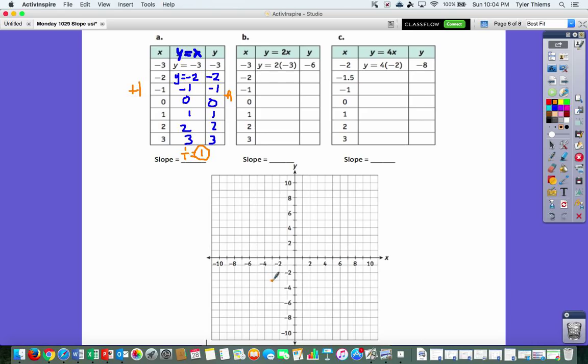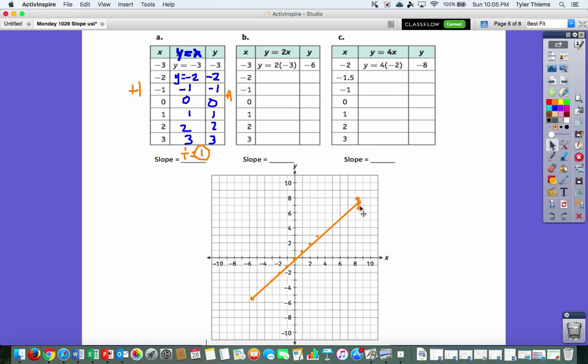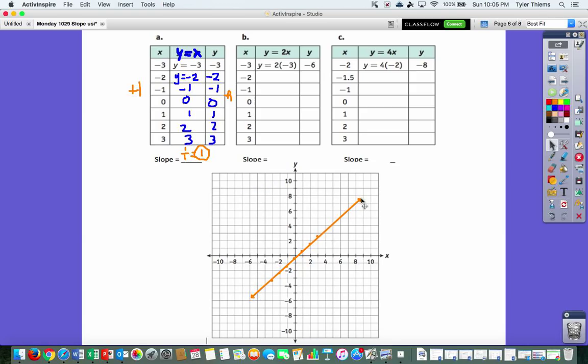Negative 3, negative 3, negative 2, negative 2, negative 1, negative 1, 0, 0, 1, 1, 2, 2, and 3, 3. You can also see the slope on the graph there. Well, let's go ahead and form a straight line with this. So our line is going to go through all those points. It should form a straight line. If it's not straight, then you must have done something a little bit off there. Mine's a little bit off. There we go. Now let's move on to the second one.